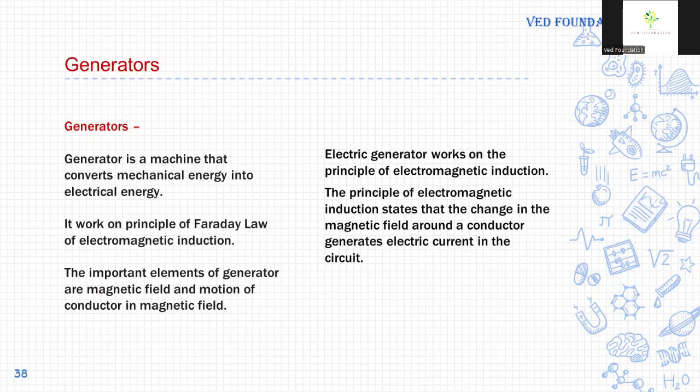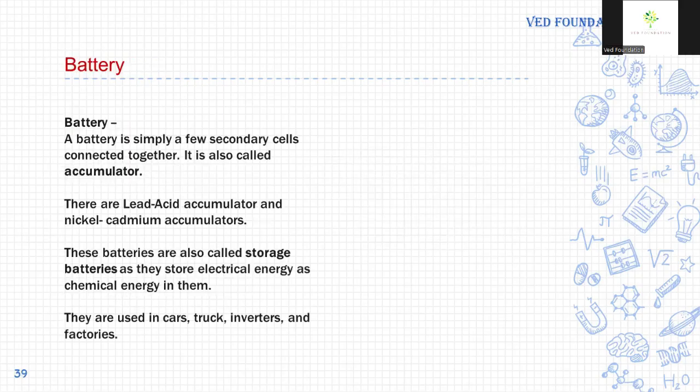Generators. A generator is a machine that converts mechanical energy into electrical energy. It works on the principle of Faraday's law of electromagnetic induction. The important elements of a generator are a magnetic field and motion of a conductor in the magnetic field. An electric generator works on the principle of electromagnetic induction. The principle of electromagnetic induction states that a change in the magnetic field around a conductor generates electric current in the circuit.